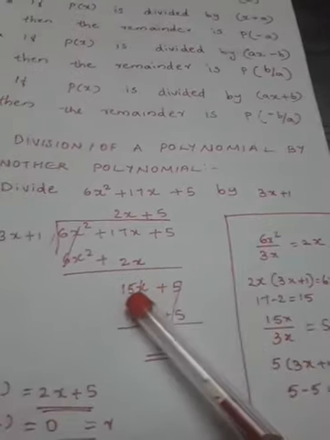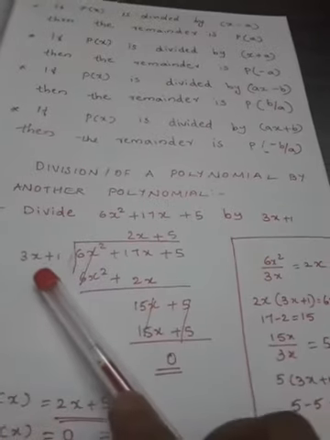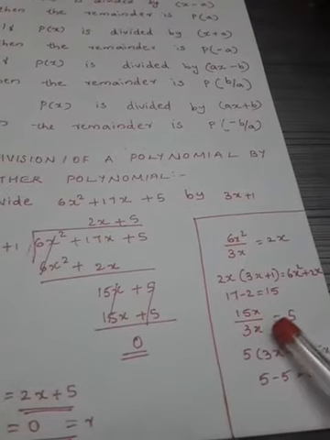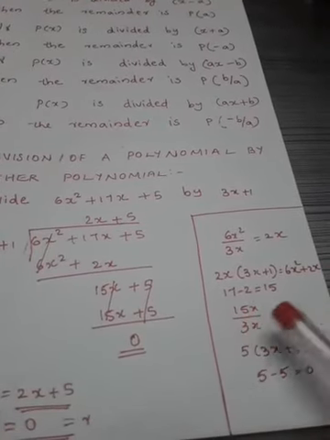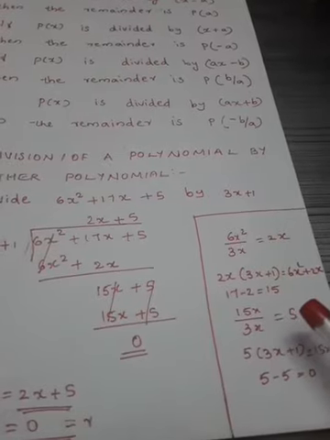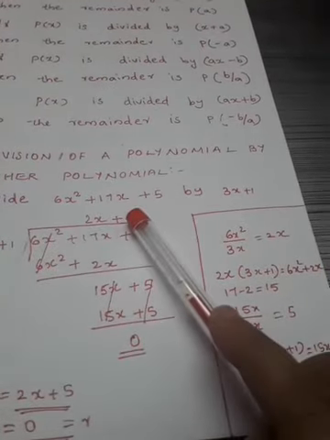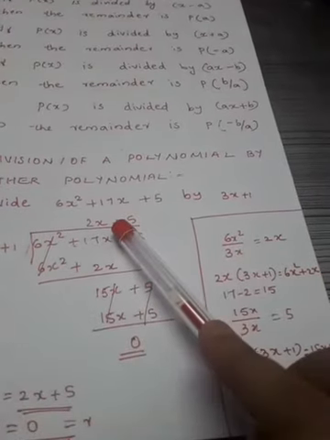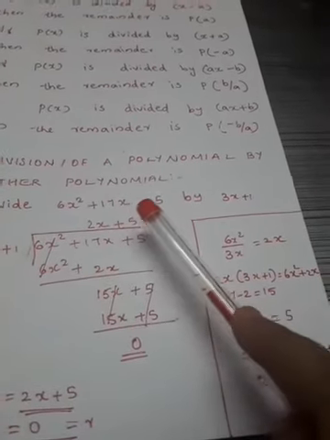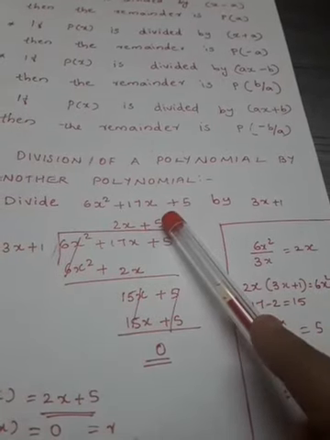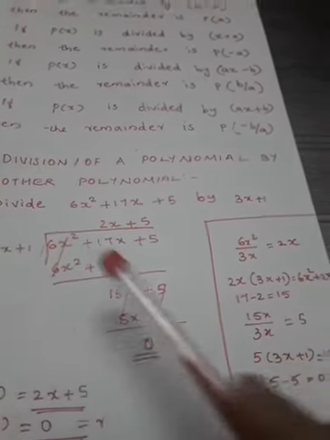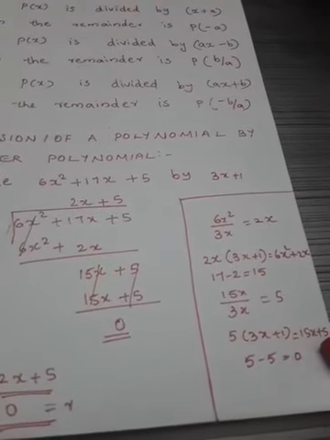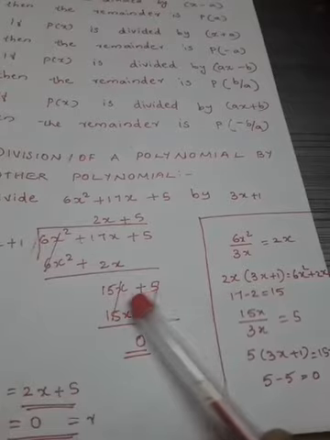Now again we should take the first term of this and the first term of this divisor. Now 15x by 3x equals 5. 15 by 3, 5. X and x will be cut. So we should write this as the quotient's next term. Here positive 5 we got, so here we should write plus 5. Then again we should multiply this 5 by 3x plus 1. So here we got 5 into 3x, 15x, plus 5 into 1, 5. That answer we should write here.